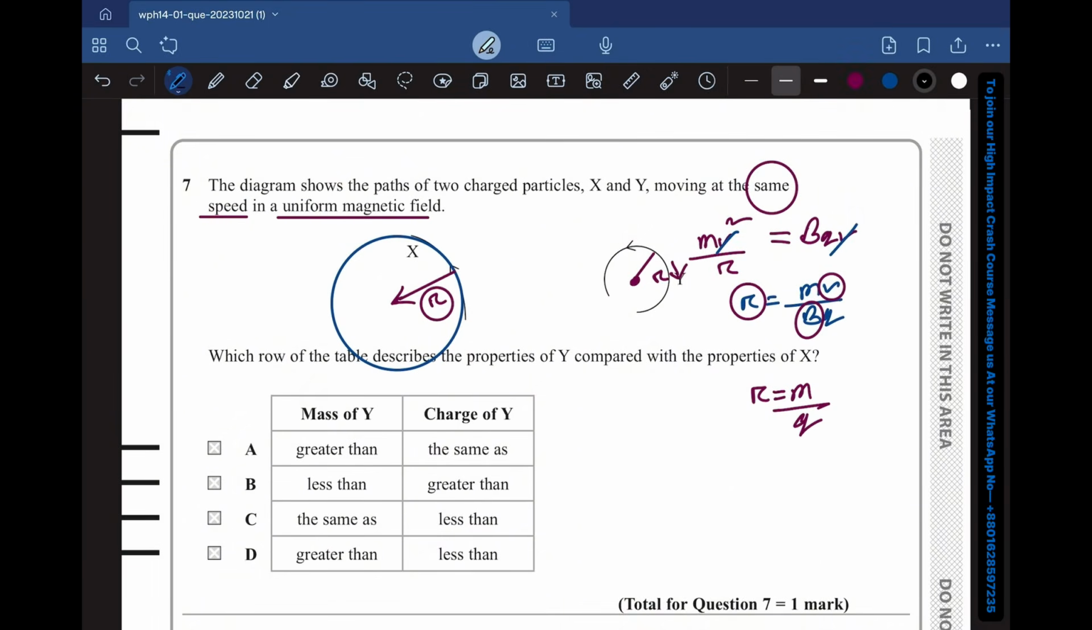And if someone has a smaller radius, then definitely its mass is going to be small and charge is going to be high, because radius is inversely proportional to charge and directly proportional to the mass. So as they have compared for Y, we can say that Y will have a lesser mass and a greater charge because its radius is small. So we can write our correct answer is going to be this one. And this concept is very important.